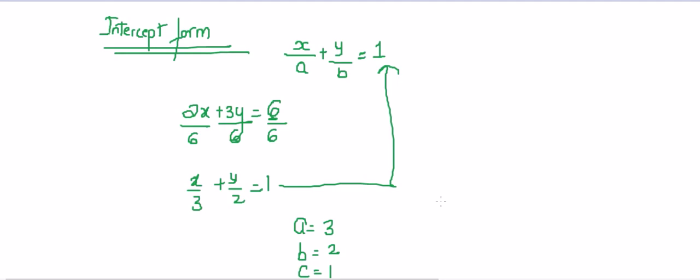Now what is the use of converting a straight line into intercept form? As the name suggests, this form is used to know about the intercepts on the x-axis and y-axis. So here a is the intercept on the x-axis, and b is the intercept on the y-axis. Once I know that a is the intercept on the x-axis while b is the intercept on the y-axis, I can easily draw this on a graph.